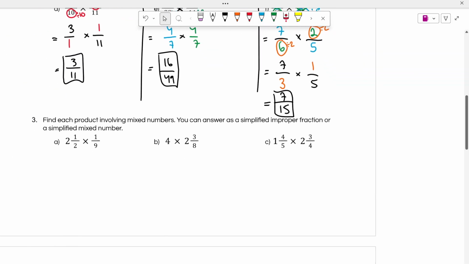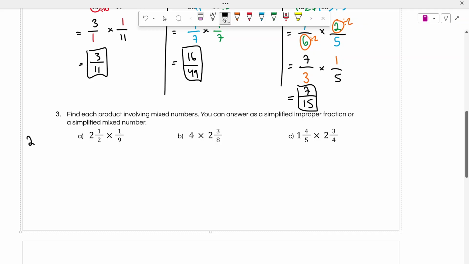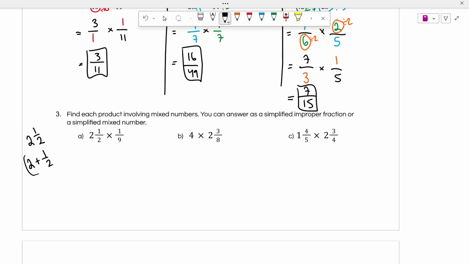Now, if we are working with mixed numbers, we want to remember that a mixed number has implied brackets. 2 and 1/2 is really 2 plus 1/2. And so that plus has to be done because this is a single value, 2 and 1/2. It's not just 2, it's not just 1/2. It's a single value of them together.